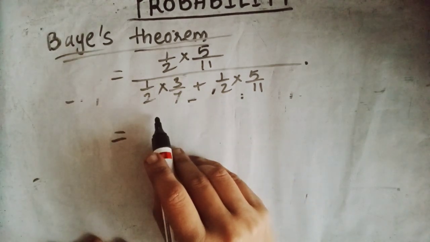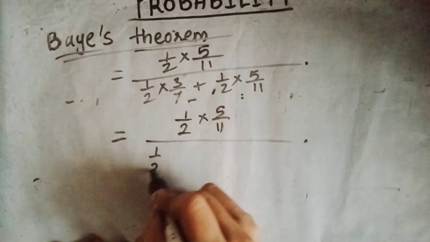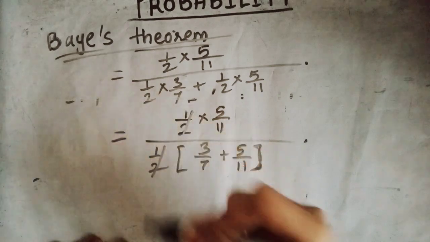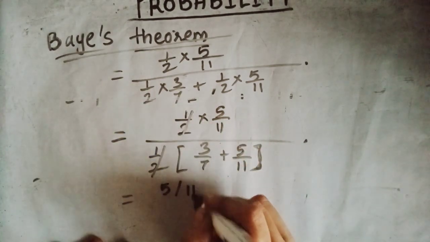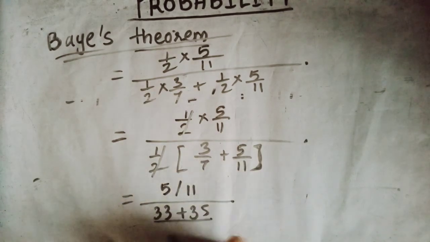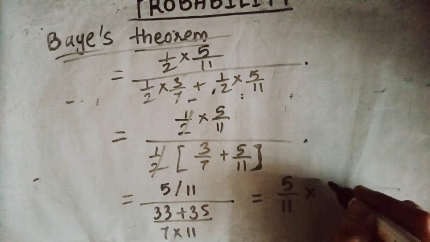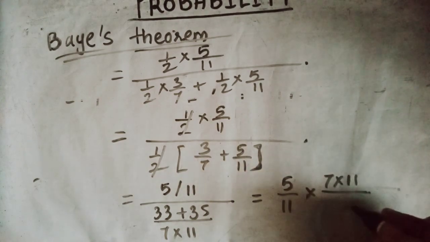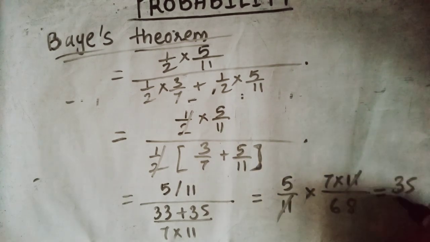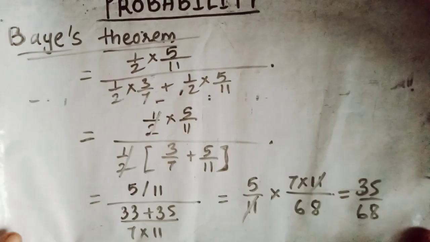So half you can take common. So 3 by 7 plus 5 by 11 remains. Half and half get cancelled. So this will be 5 by 11 upon 33 plus 35 upon 7 into 11. So 5 by 11 into 7 into 11 upon 68. So this also goes. So it comes to 35 by 68. Okay, the final answer is 35 by 68.